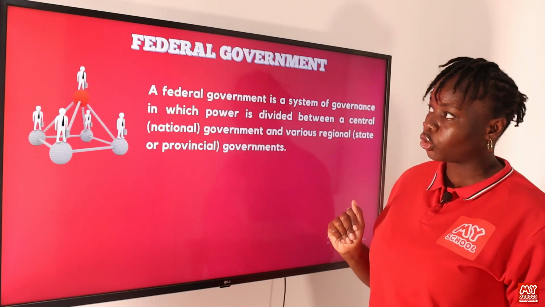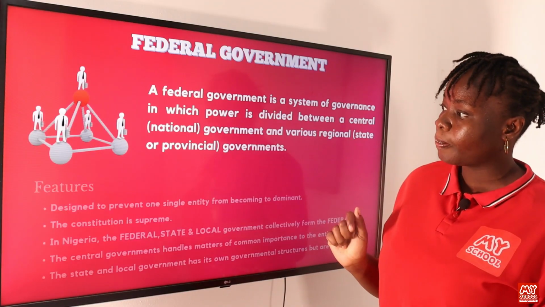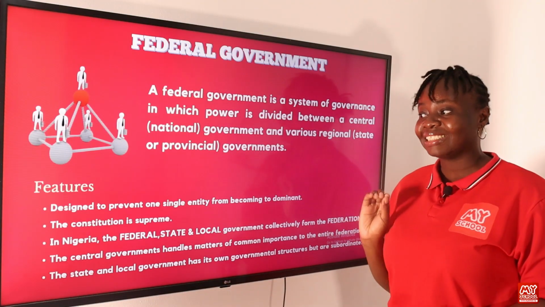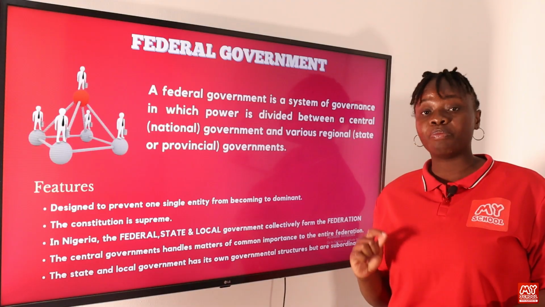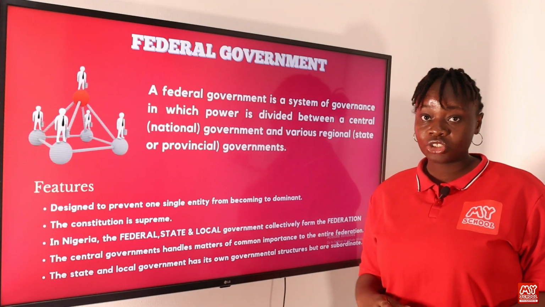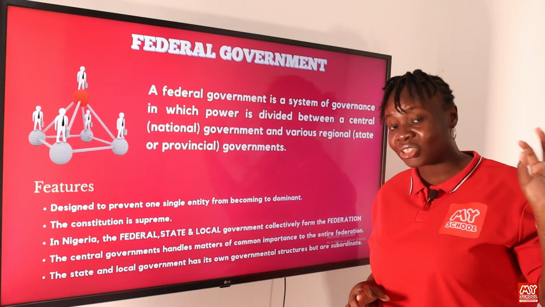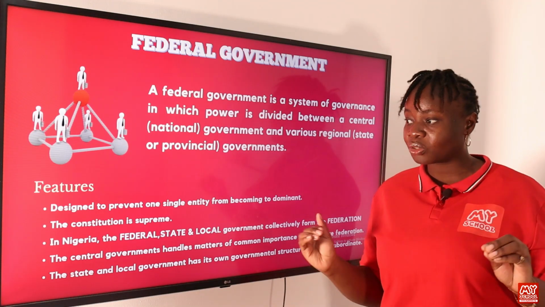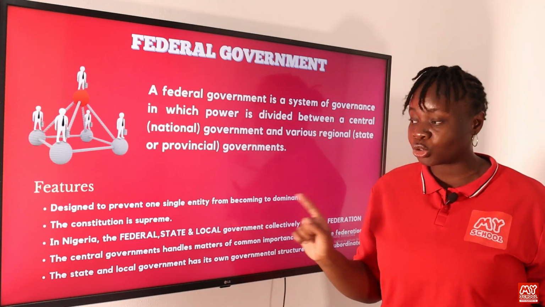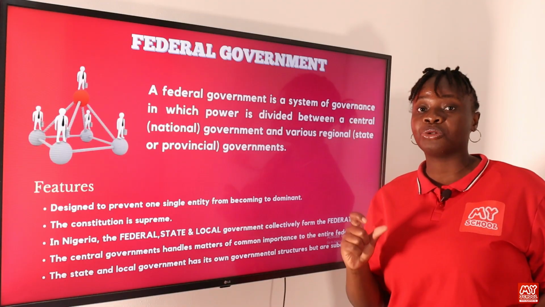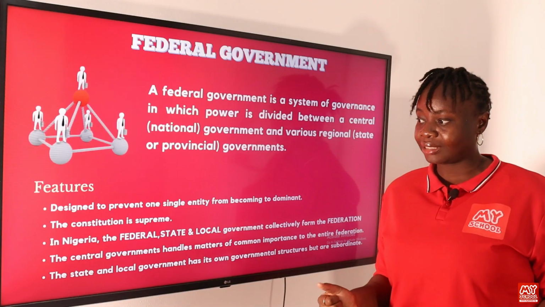Now let's look at the features of a federal government. So one of the features is that it is designed to prevent one single entity from becoming too dominant. Unlike a unitary system where power is concentrated in the hands of the central authority, in a federal system, power is decentralized in order to ensure that not one single authority is dominant within that society.